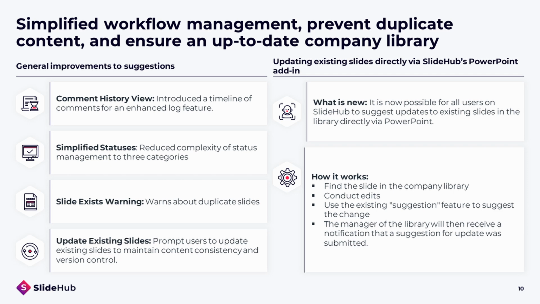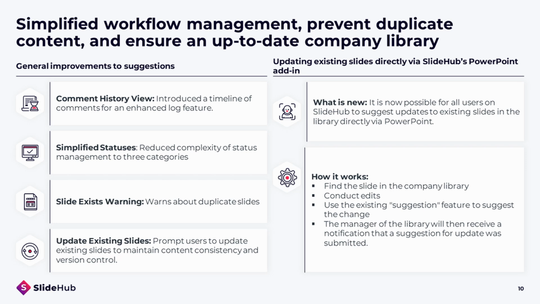What is new? It is now possible for all users on SlideHub to suggest updates to existing slides in the library directly via PowerPoint. How it works? Well, first you need to find the slide in the company library. You need to open it and then conduct edits. Then you can use the existing suggestion feature to suggest a change, and the manager of the library will then receive a notification that a suggestion for update was submitted.